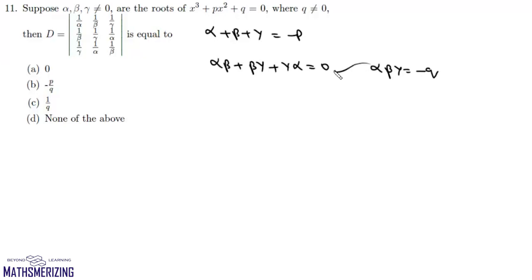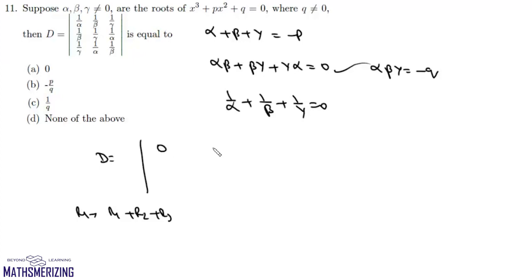Now if we divide the second with the third, we'll get 1 upon alpha plus 1 upon beta plus 1 upon gamma is 0. Now in this determinant, if we take R1 as R1 plus R2 plus R3, we'll get 0 here, 0 here, and 0 there. So this entire row will be 0. That means the value of this determinant is nothing but 0, and that's your option A.